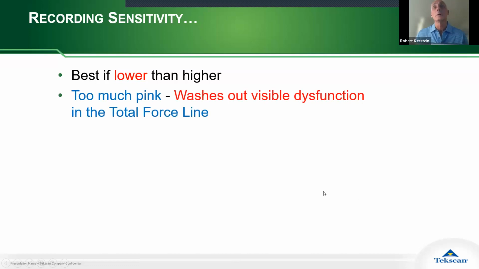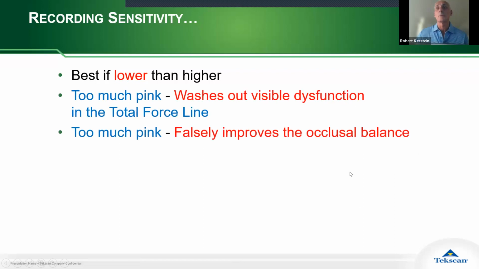If you have too high a sensitivity, there's too much pink on the screen, and that washes out the dysfunction because the sensor is too responsive to the patient. And so when you have too much pink, not only do you remove the dysfunction, but you also falsely improve the occlusal balance. The more active the sensor is, the easier it is to balance to get closer to 50-50. And these are all false representations because the sensor is acting too easily in response to the patient biting.